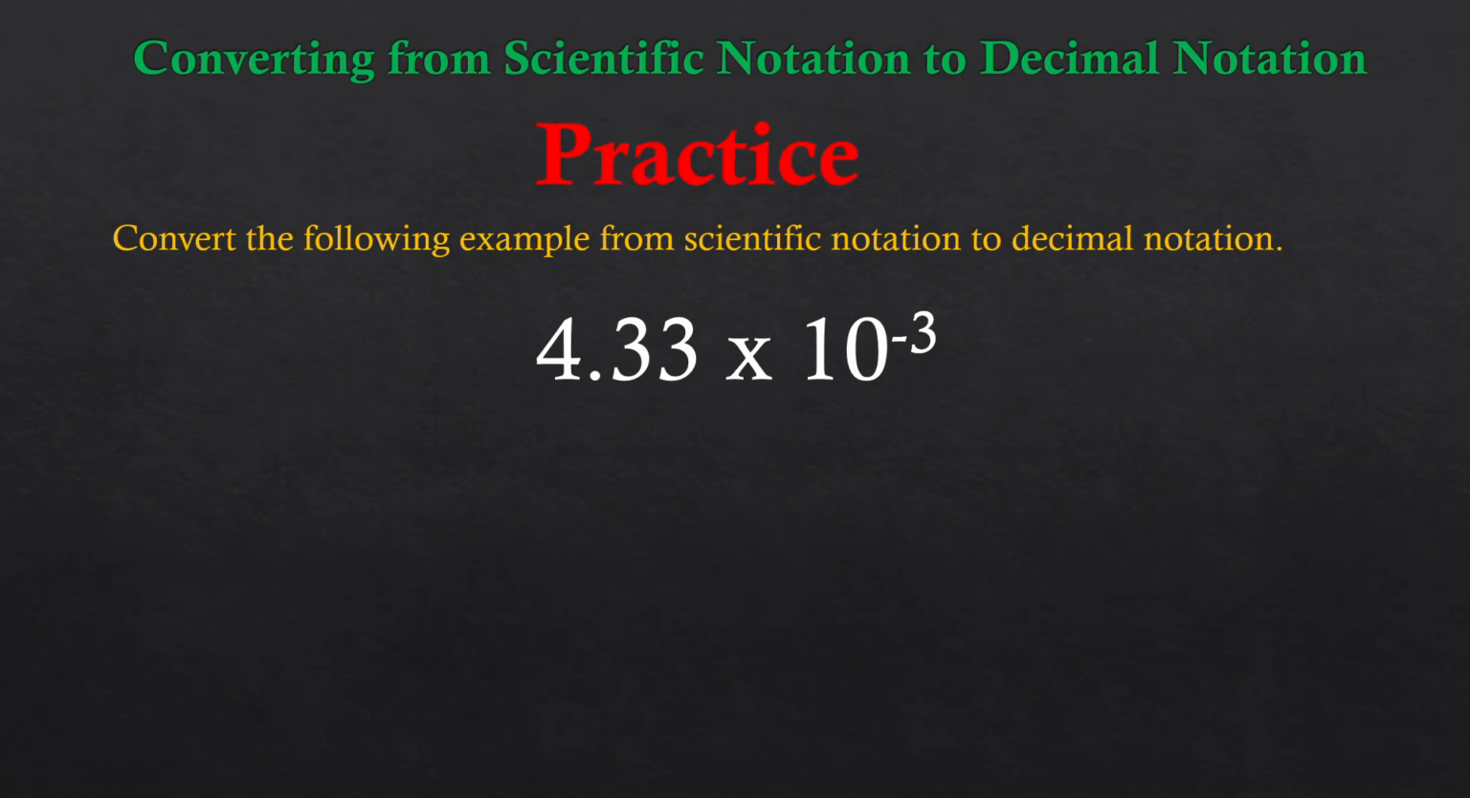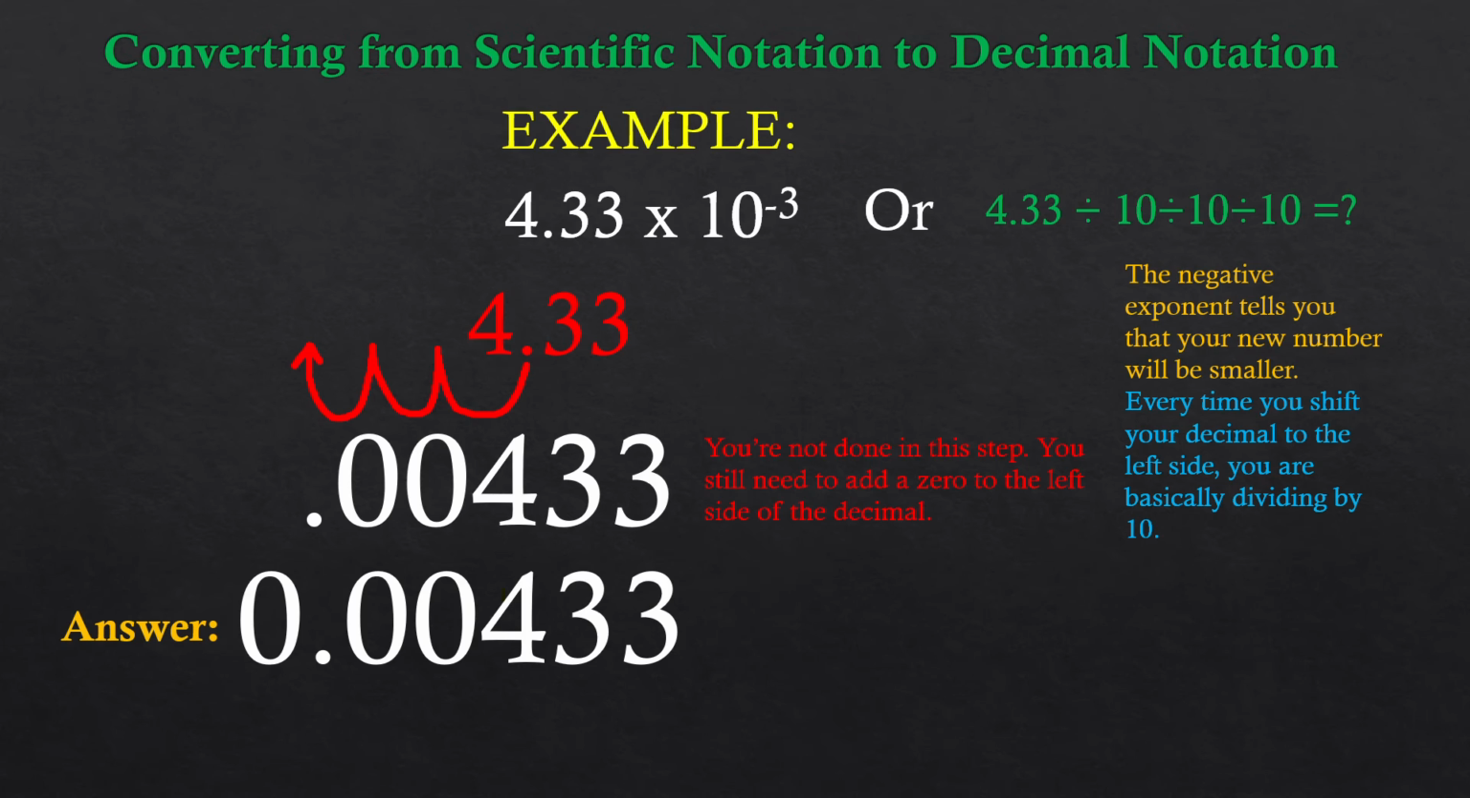All right, the next number, 4.33 times 10 to the power negative 3. The exponent is telling me to move the decimal 3 times to the left side. So here we go. 1, 2, and 3. Where I see the waves, I add zeros. And where I see the arrow, I add a decimal. And always note that to the left side of that decimal, I need to add a 0. So therefore, this is my final answer.